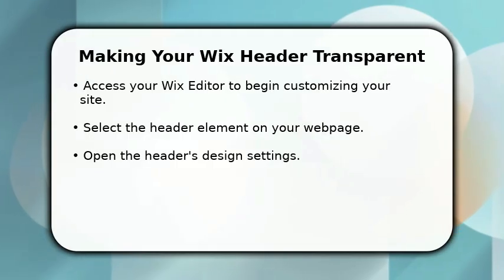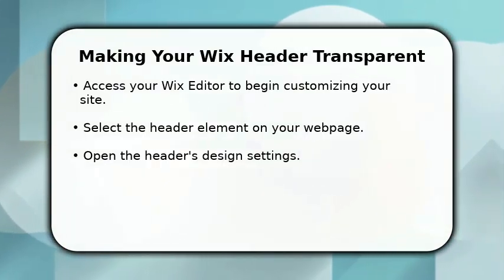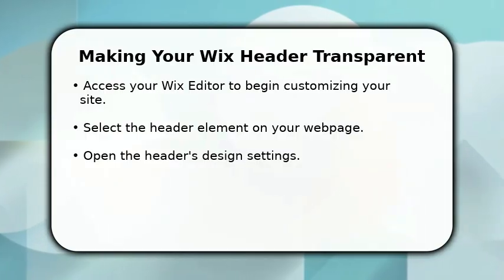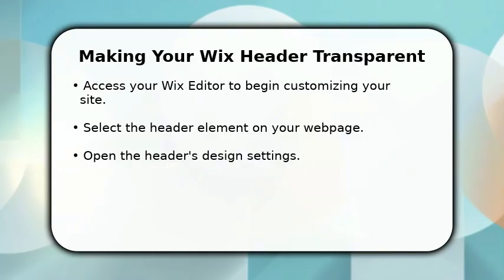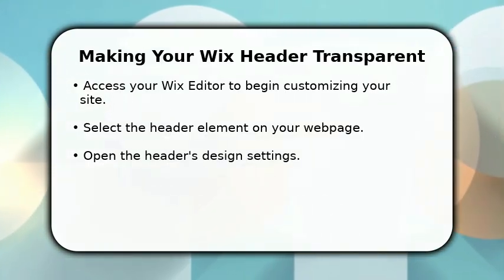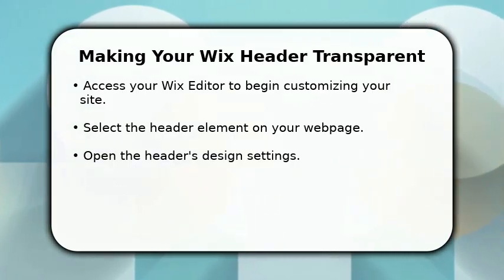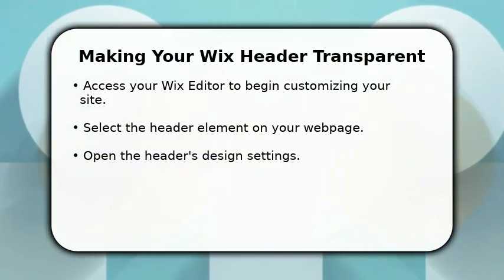In this video, I will explain how to make your Wix header transparent. First, open your Wix editor and navigate to the page where your header is located. Click directly on the header to select it, then look for the design icon that appears. This will open a panel with various customization options for your header's appearance. We'll adjust the background settings here.